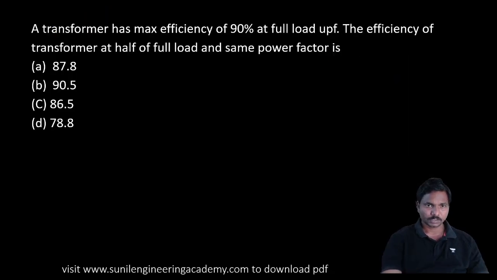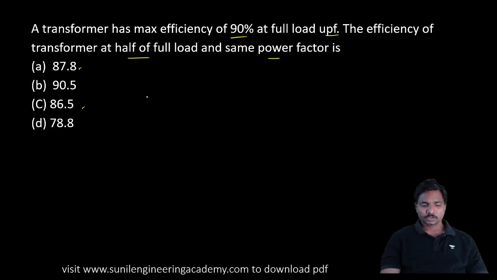Coming to the next one: a transformer has maximum efficiency of 90% at full load and unity power factor. What is the efficiency of the transformer at half of the full load and the same power factor? For half of the load, the efficiency may be a little bit less than 90%. So the options A and C are most probable, but these are very near to each other, so we have to calculate.